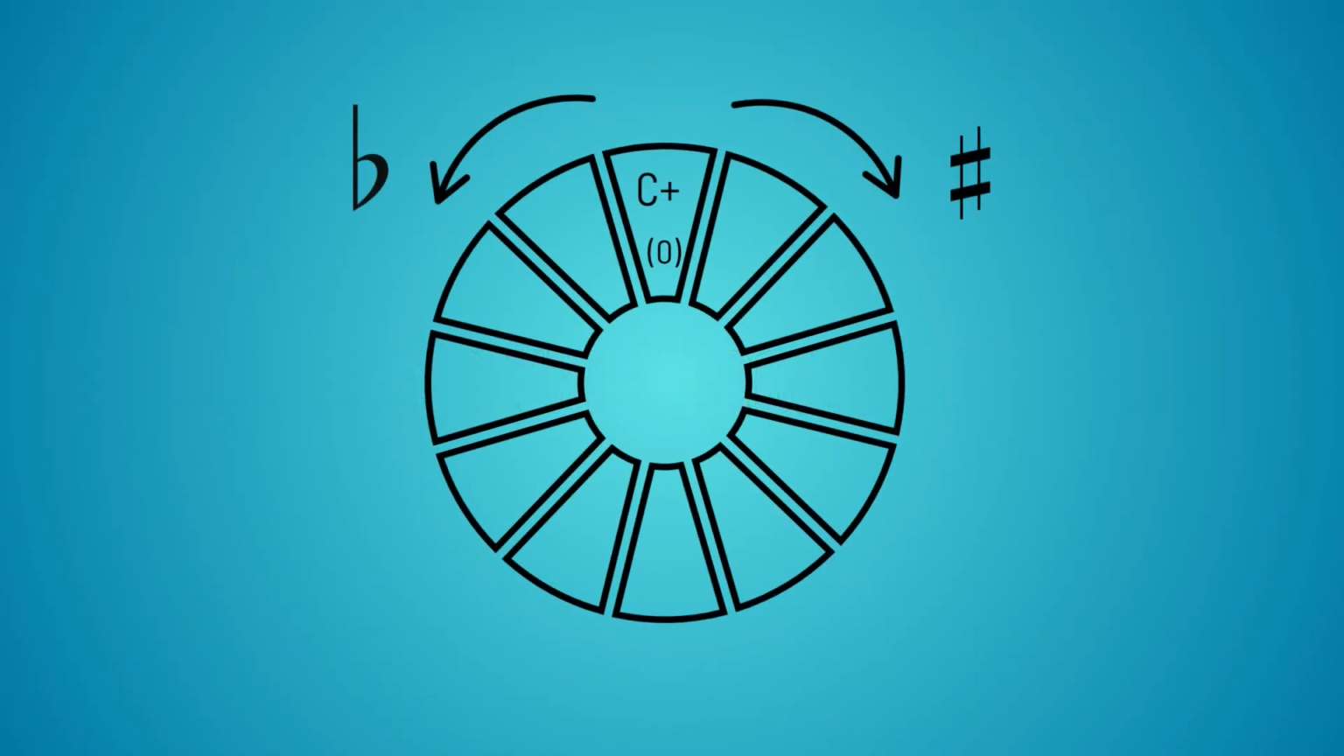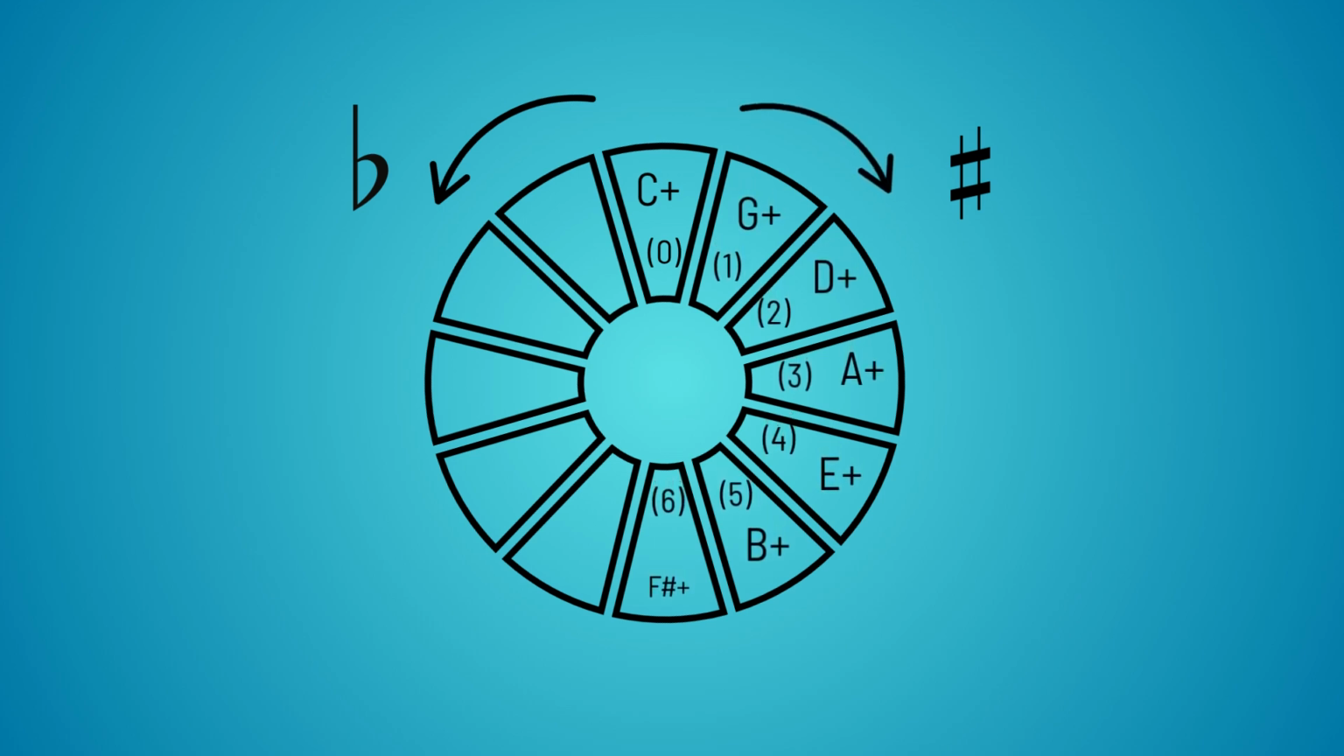The circle of fifths organizes major keys according to the number of sharps or flats in their key signatures. We begin at the top with C major. C major contains no sharps and no flats. From C major, we can move clockwise through the sharp keys or counterclockwise through the flat keys.